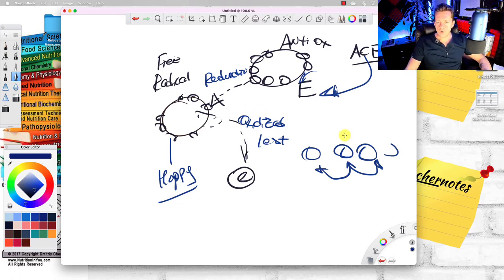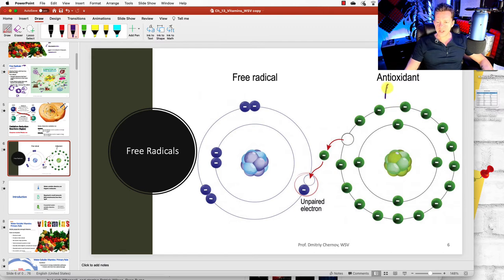However, as a hypothetical example, if you are for some reason missing a particular vitamin in your system, that leads to oxidative stress. So that's the antioxidant, let's say vitamin E. And that's the free radical.